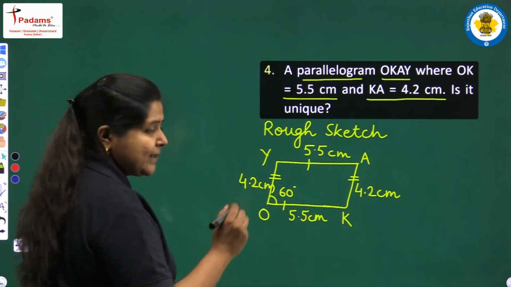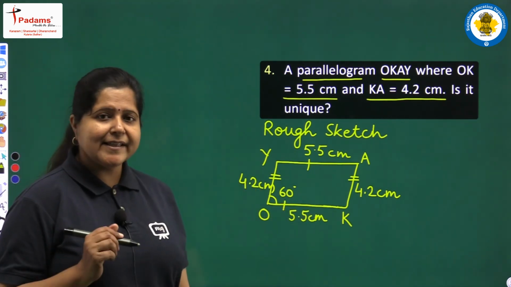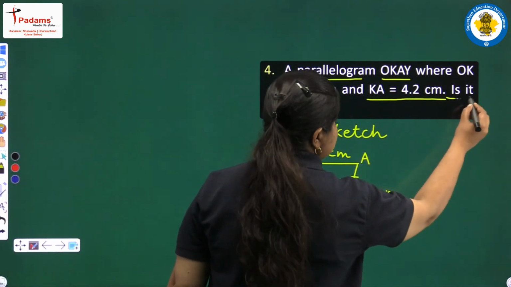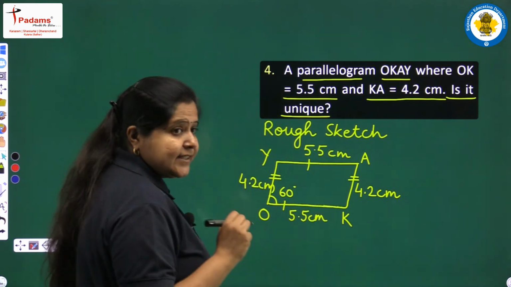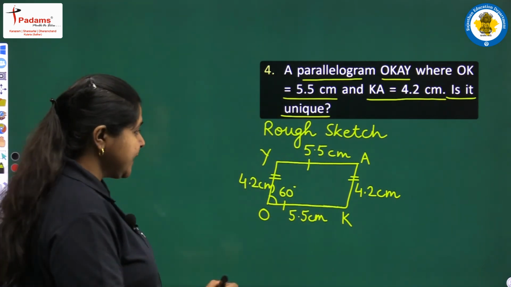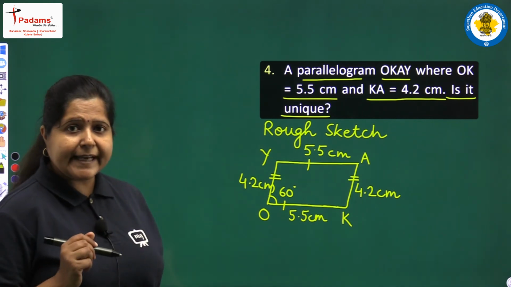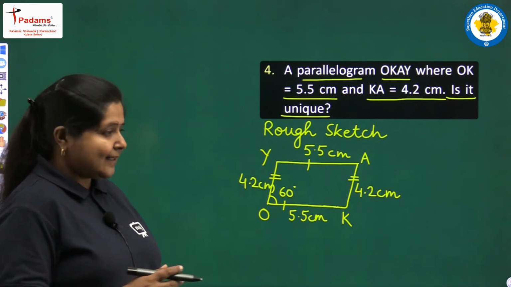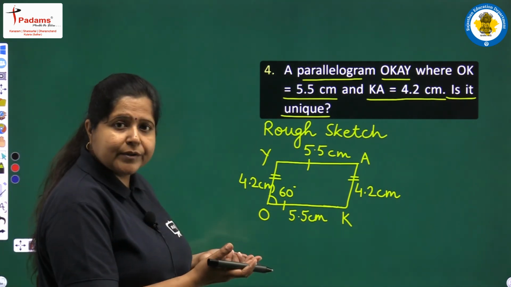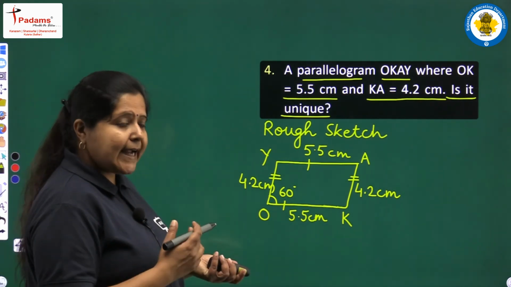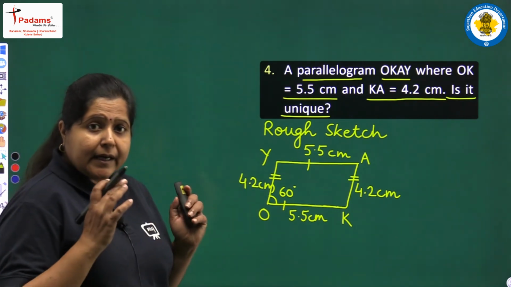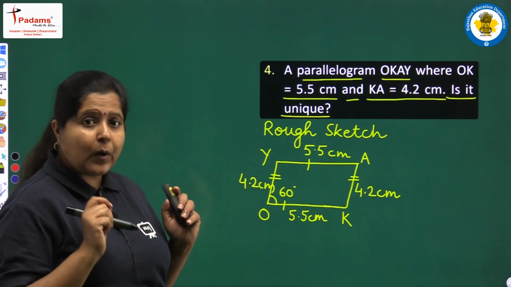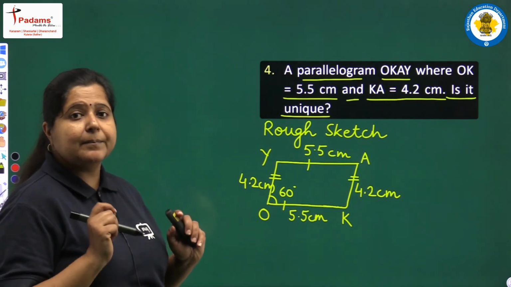Now we have 5 measurements and now we can construct this parallelogram. But the question arises, is it unique? It is not unique because here I am taking the angle of 60 degree at point O. If I take it to be 75 degree suppose, then the shape will be different, then it will look different. So we cannot say that this figure is unique. Unless this angle is given in the question, one more measurement is required for constructing a unique parallelogram.